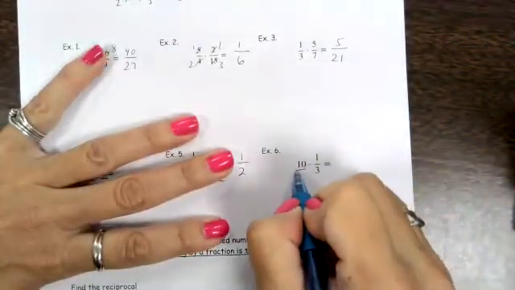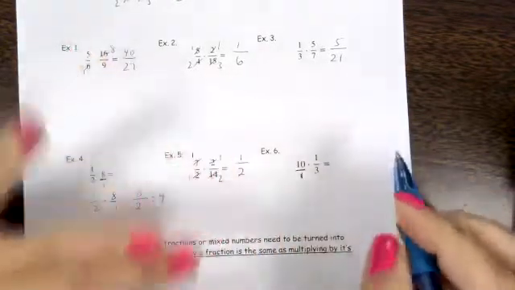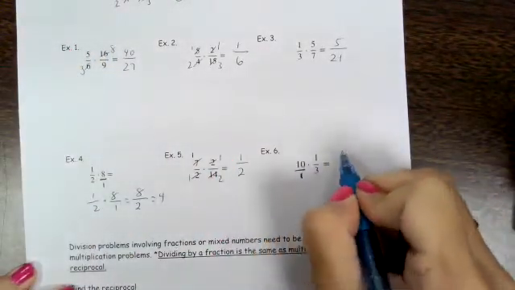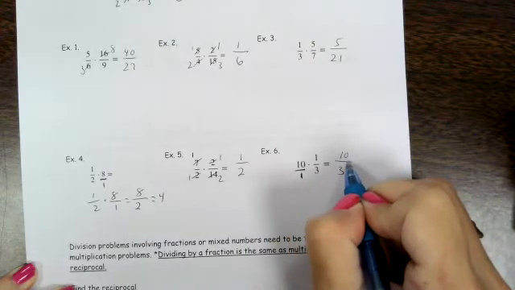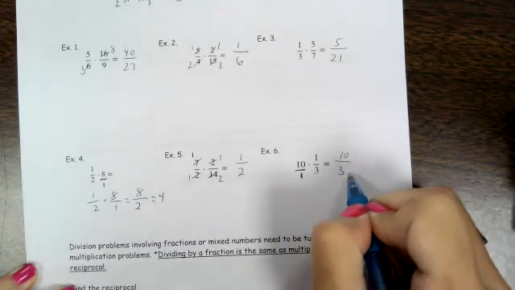Again, I'm going to put this in fraction form so I can multiply across. 10 times 1 is 10. 1 times 3 is 3. 10 is not divisible by 3, and this is in lowest form.